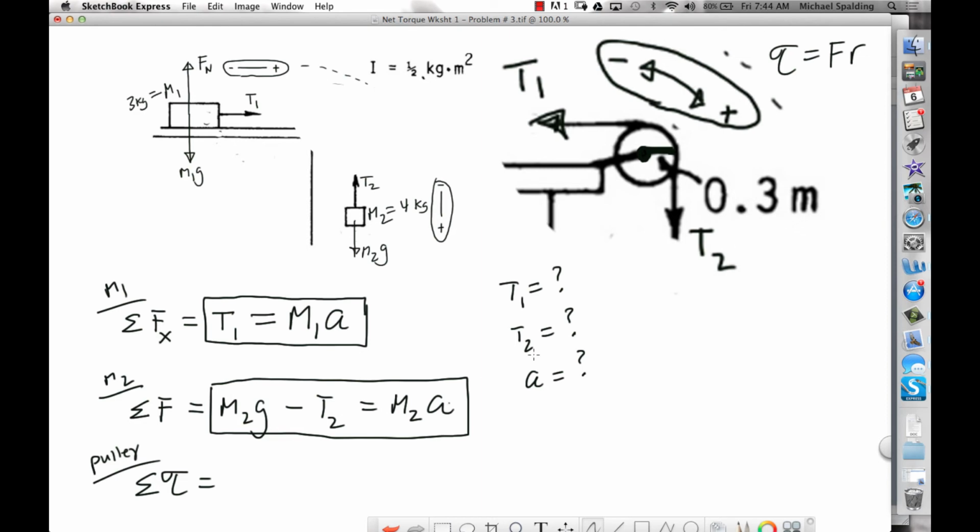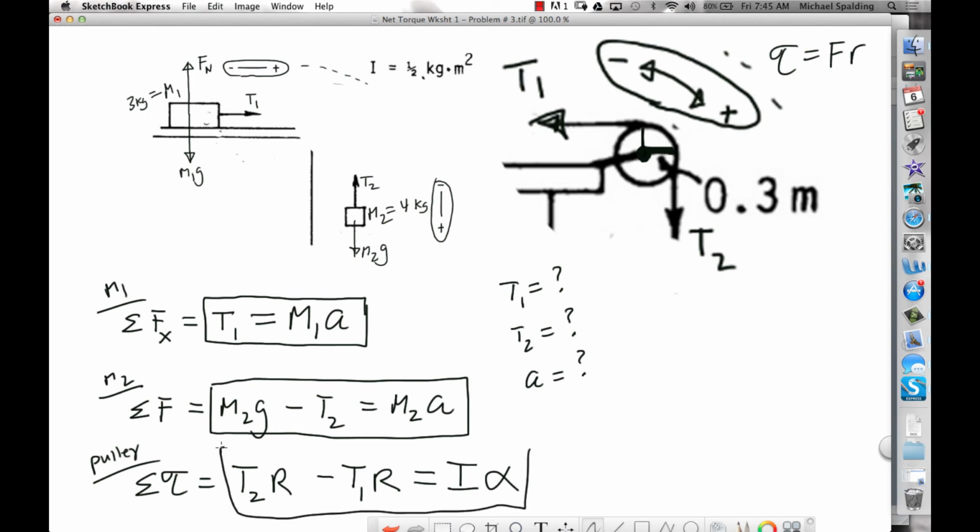Everybody see that? So the torque for T2, you're going to go T2 times R. That's the torque for T2. Minus the torque for T1. Now what's the perpendicular distance to T1? It's the radius. That's going to be T1 times R. Now, what does the sum of the torques equal? Is it equal to MA? No. It's equal to the rotational equivalent to MA, which is I alpha. So the mass becomes I, which is rotational inertia. The A becomes alpha, which is angular acceleration.